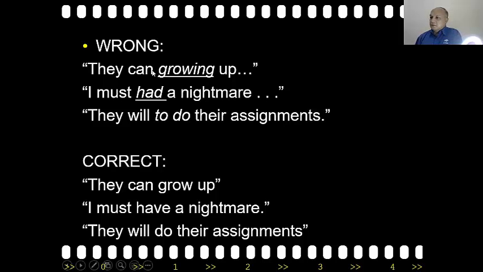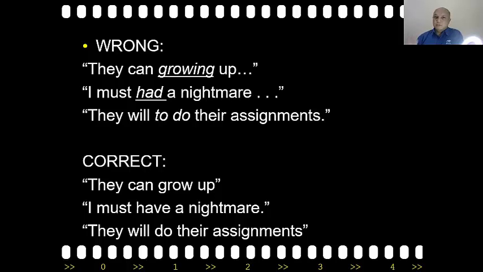So a student writes something like this: they can growing up. Now this is absolutely wrong. You put a verb in here. Now that is not correct. Wrong. I must had a nightmare. Again, you put a past form of a verb. Again, this is wrong.